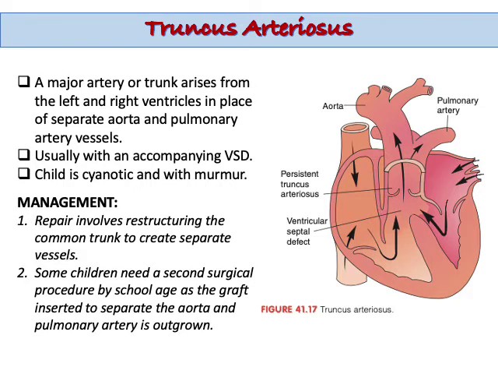Again, recall the principles of ECMO. The repair involves restructuring the common trunk to create separate vessels, the aorta and the pulmonary artery. Some children need a second surgical procedure by school age because the graft that was previously inserted has been outgrown as the child grows bigger.